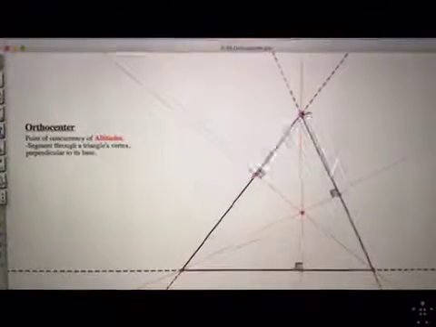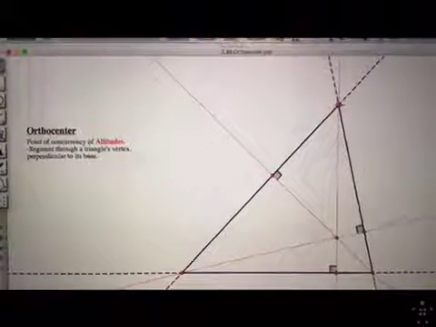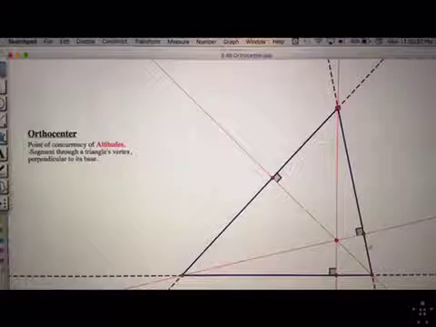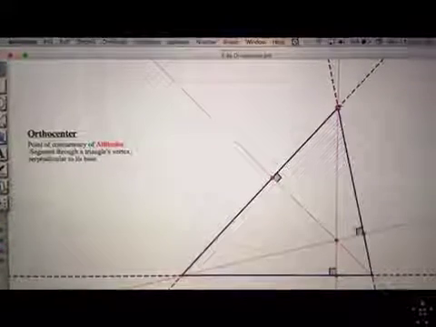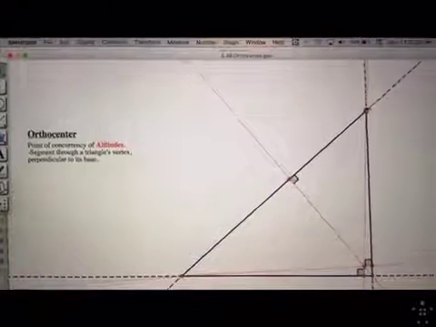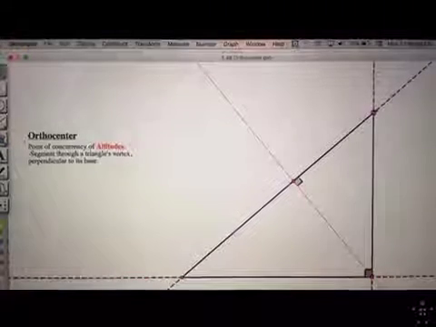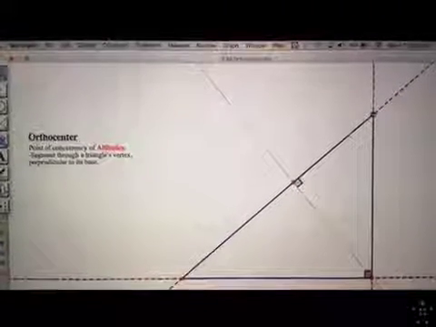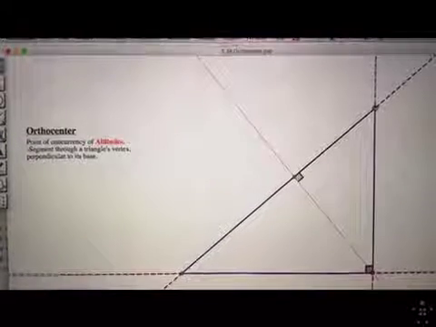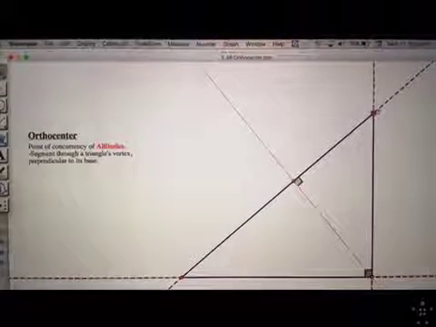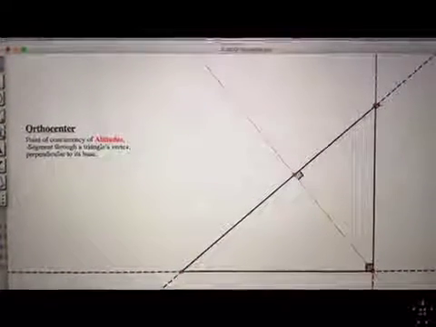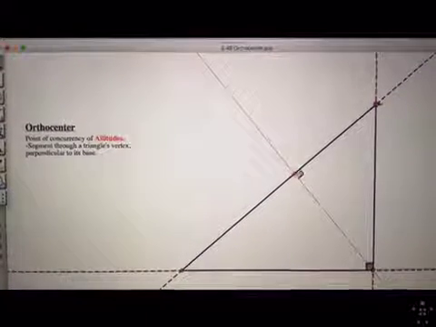But as I move this point to the right, as the triangle approaches being a right angle, we can see the orthocenter creeping towards that vertex until it finally is a right angle. So it looks like when it's acute, it's inside the triangle. When it's right, it's on the triangle, most specifically on the vertex of the right angle.